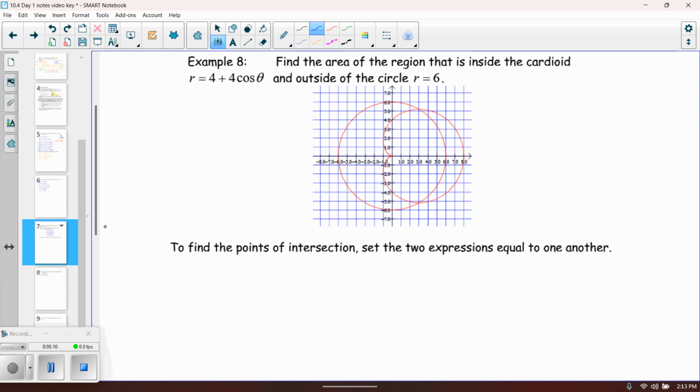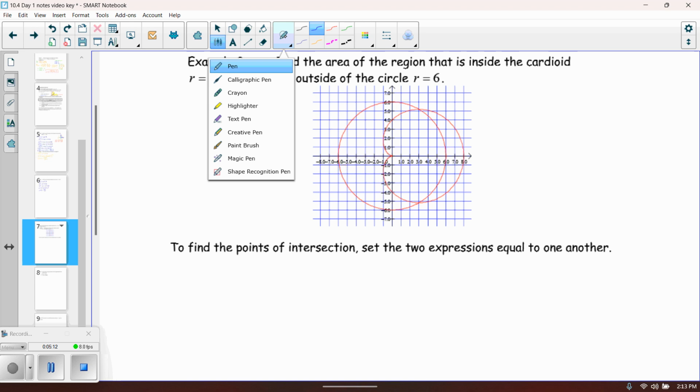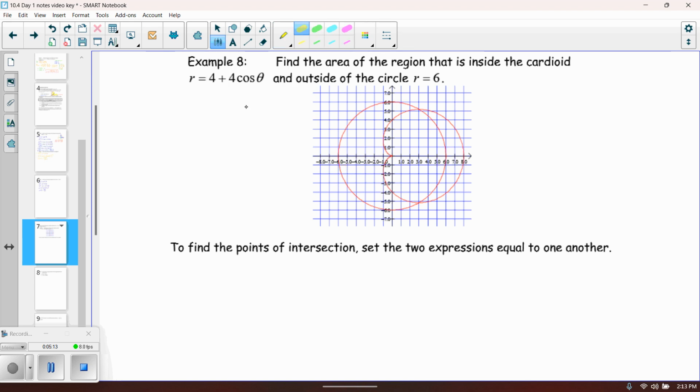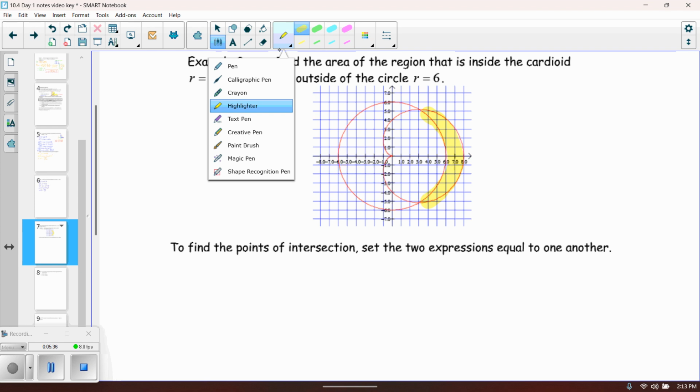If we want to find the area of the region inside, sorry, inside the cardioid but outside of the circle, that's basically this region over here. The pen can't actually handle that thin little area, but it's that crescent moon looking area over there. Oops, change back to the pen.